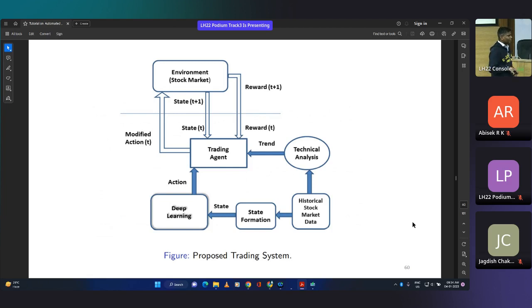Reward means once you buy a stock or sell a stock, you will get profit or loss on the next day or next session. We have considered that as a reward, and based on that reward, our trading agent updates its policy. Policy means the mapping between state and action. So we have only three actions: buy, sell, and hold.